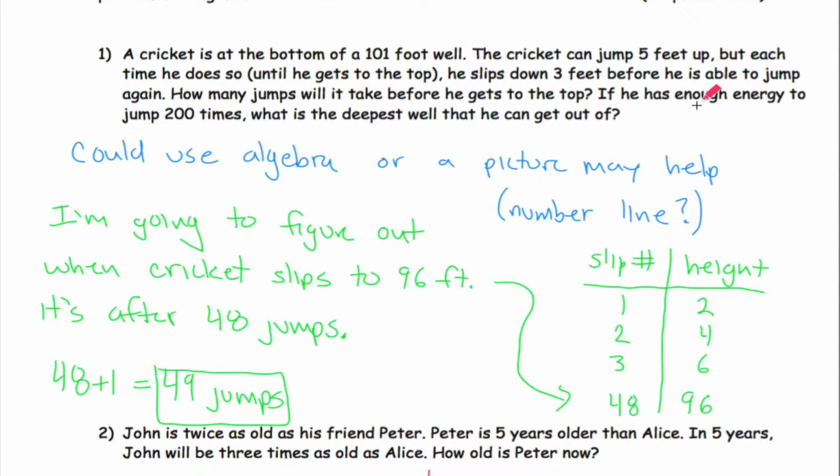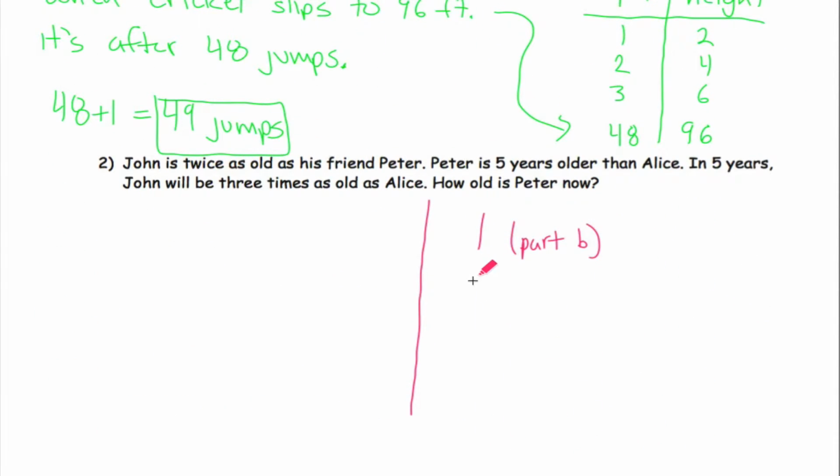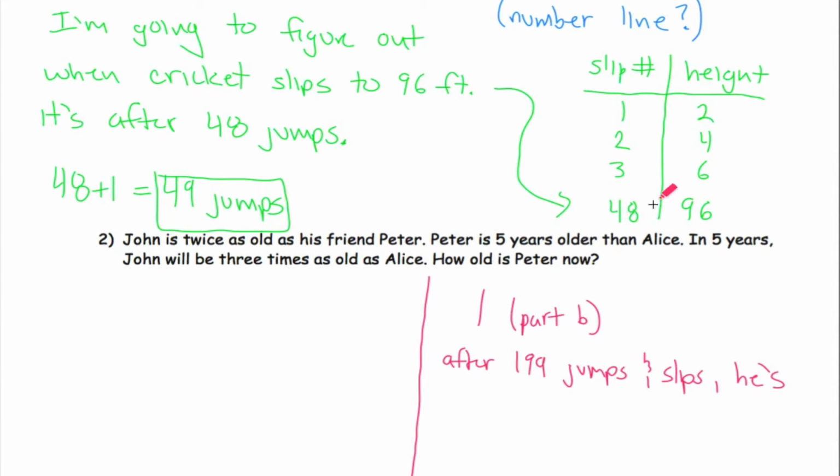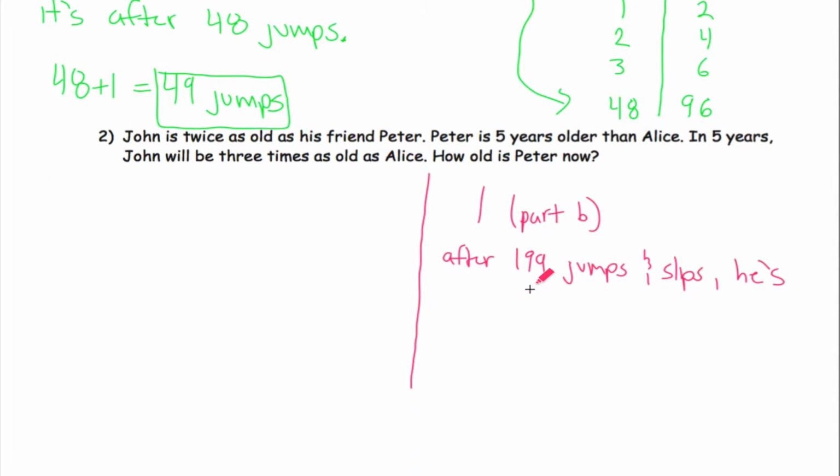So part B says, if he has enough energy to jump 200 times, what is the deepest well that he can get out of? So that's a little bit tricky. The way I like to think about it is similar to what I did up here. After 199 jumps and slips, he would be at, let's see, if I had 199 here, the number on this side is exactly twice that.